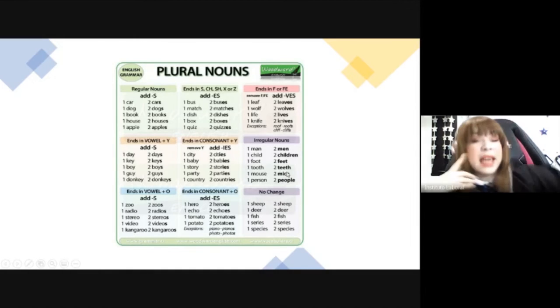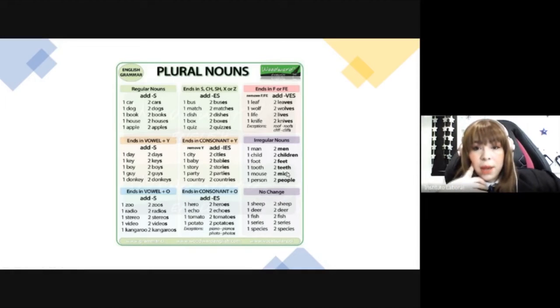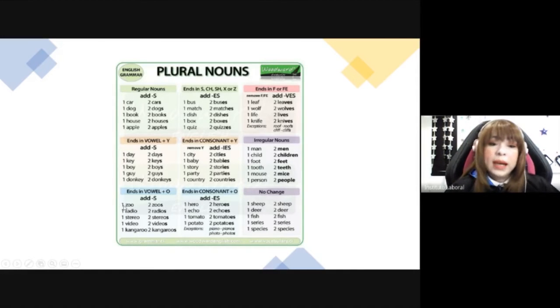There are some irregular nouns. Yes, they don't fit in the rules. But let me finish with the nouns that end in vowels. We will see the irregular ones in a few minutes. Ends in vowel plus O, like the word zoo. We just need to add the letter S. Zoo, zoos. One radio, 2 radios. One stereo, 2 stereos. One video, 2 videos. One kangaroo, 2 kangaroos.